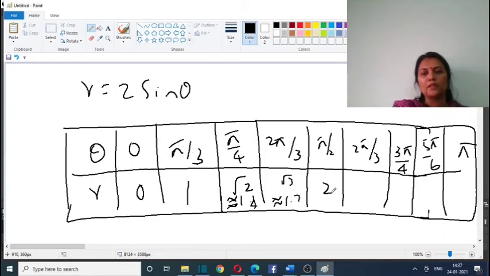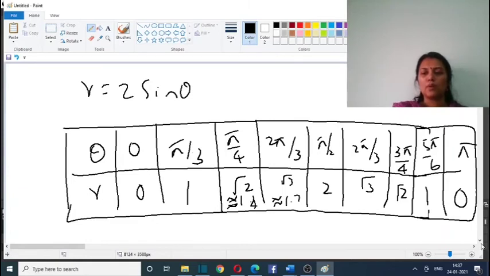For 2 pi by 3, sin 2 pi by 3 is sin 120, which is pi minus 60, so the value is root 3 by 2 into 2, so it is root 3. Here it is root 2, and when 5 pi by 6, it is same as 30, so the value is 1, and at pi, this is 0.